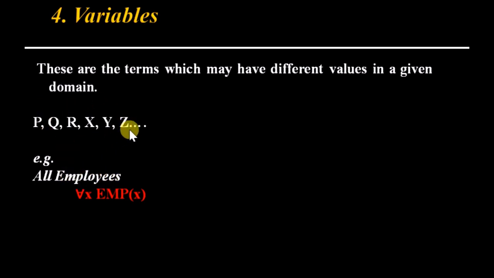Variables are denoted by capital letters. In this case, we'll use for all x. X is the variable which denotes an employee. So for all x, employee x means x is an employee.